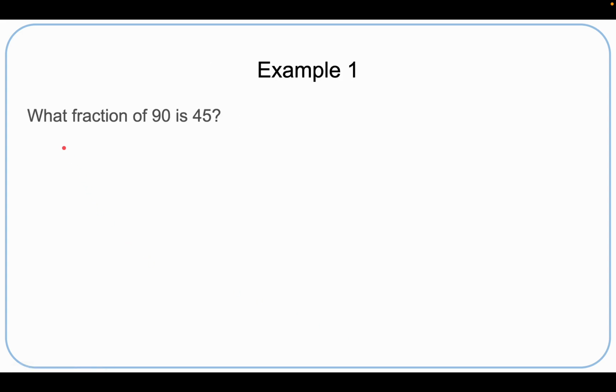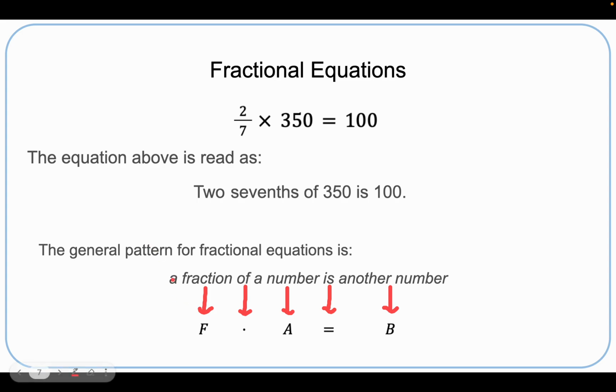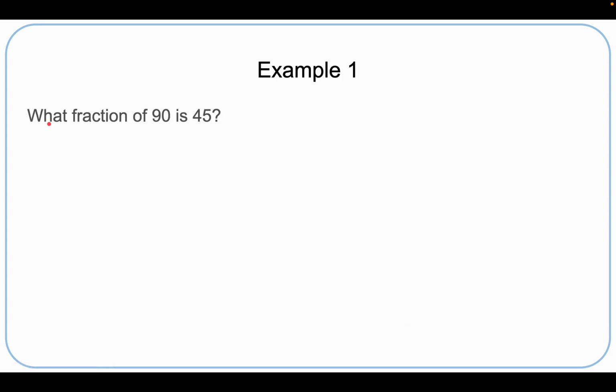So here the question is, what fraction of 90 is 45? So thinking about our general pattern, we're going to plug in what we know. So first we have what fraction. That's the part that we don't know. So we're just going to put an f because we don't know what the fraction is. What fraction of, there's our multiplication sign, 90, that's our number. Then we have the word is, which is equal, and then 45.